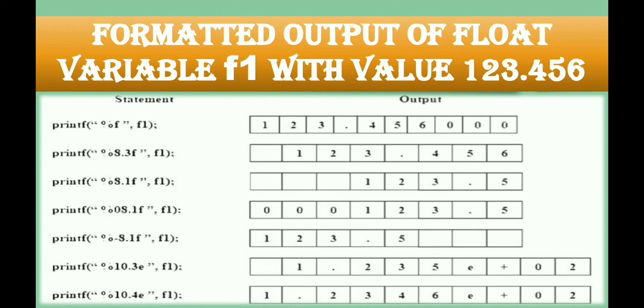Then next is 0, 8.1 and f. So here 0 means that we have provided the 8 width, and the blank spaces will be occupied by the 0, otherwise the output will be the same as before.